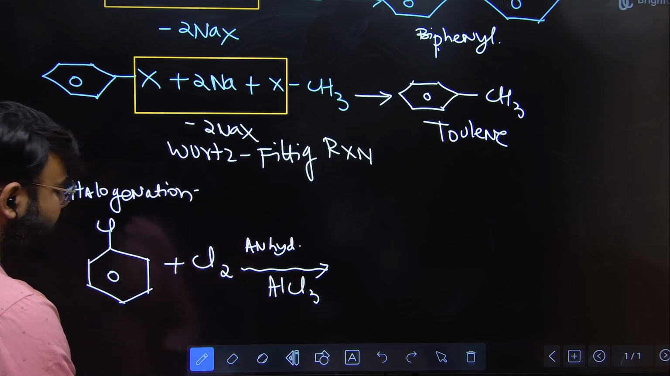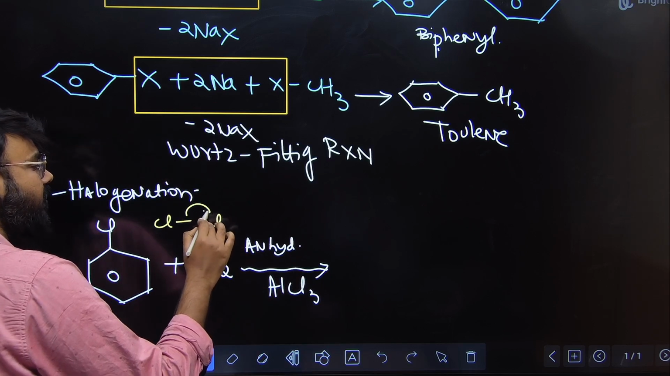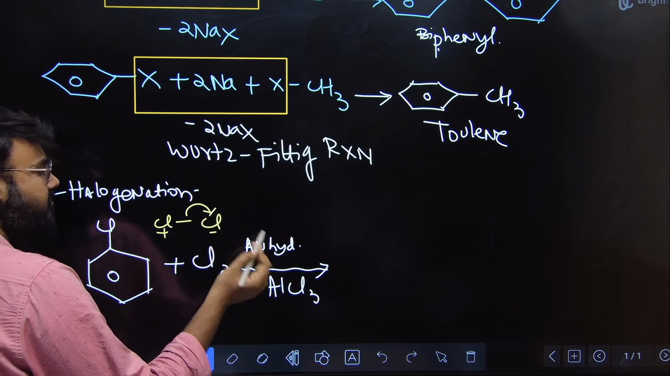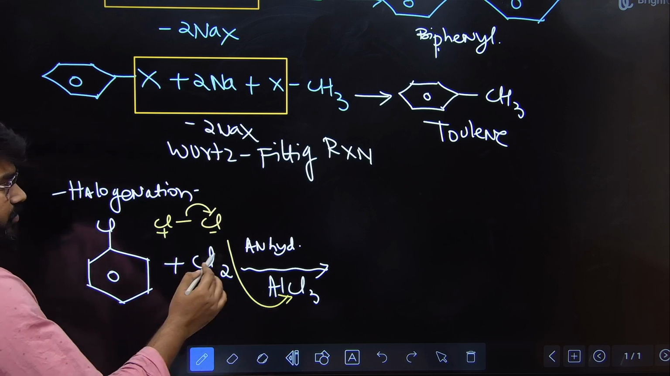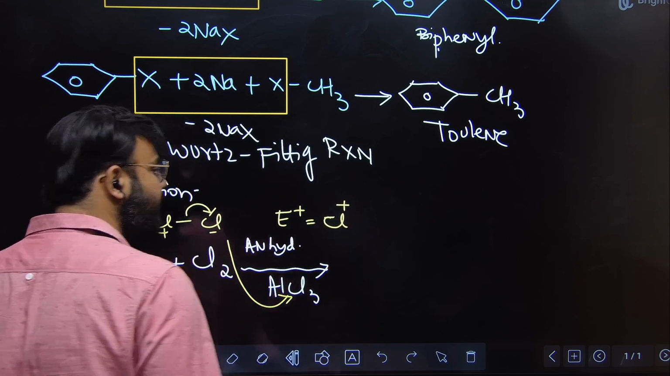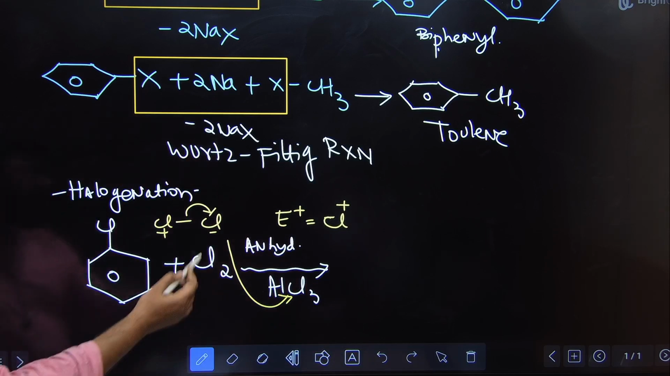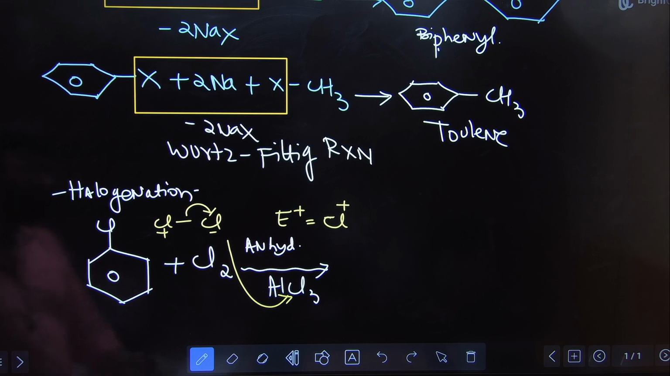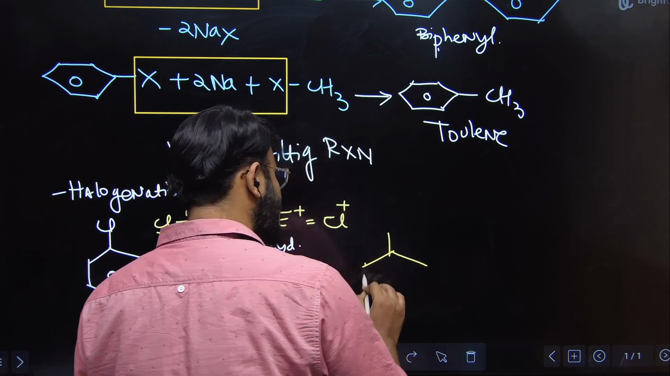So what will happen? These two chlorine bonds will break, right? It forms plus and minus. This Cl minus will go to AlCl3. So what is the electrophile you generated here? Cl plus, right? Yes or no? Understood? One of the chlorines is taken up by AlCl3, right? So Cl plus will be the attacking reagent, the electrophile.